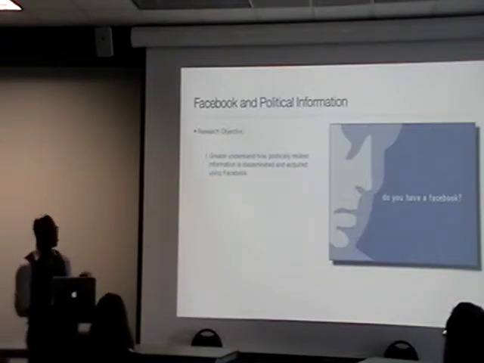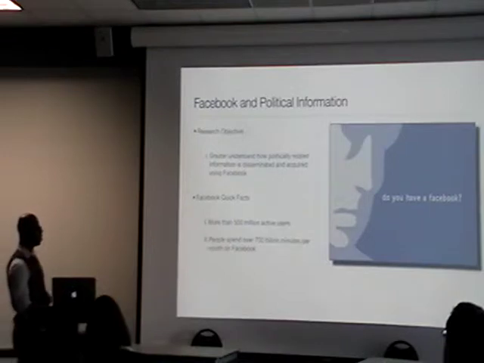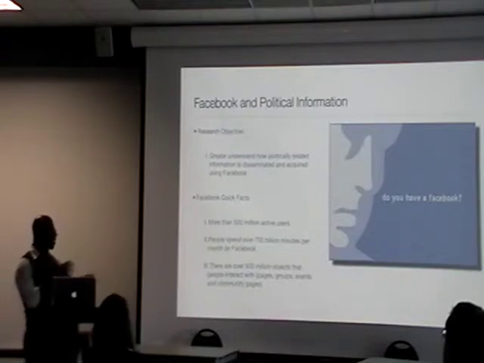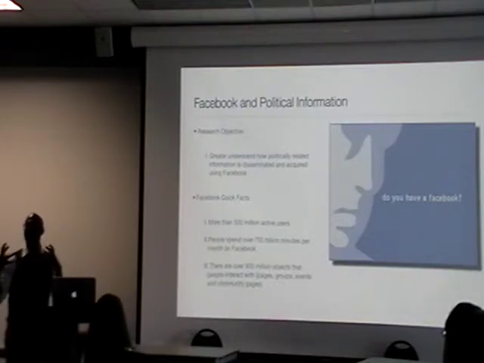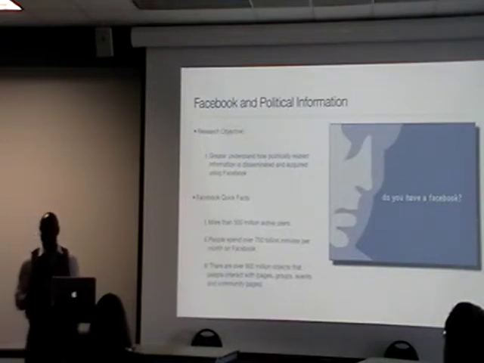And actually, before I go ahead, here's some Facebook quick facts. So we have 500 million active users. People spend over 700 billion minutes per month on Facebook, and there are over 900 million objects that people interact with. And so we have pages, groups, events, and community pages. I mean, there's a lot going on Facebook. So it's really rich in terms of a great place to do research.